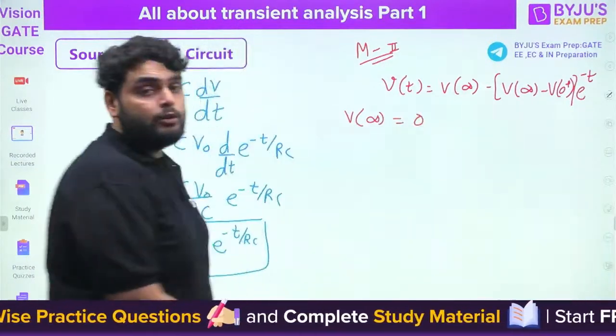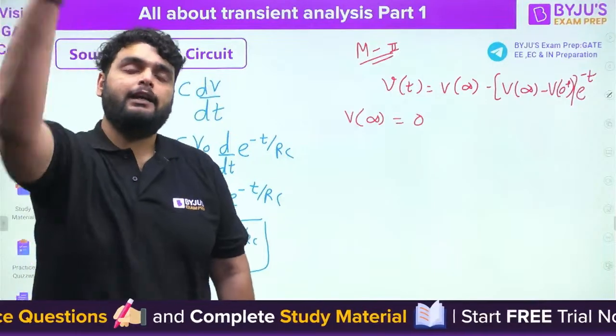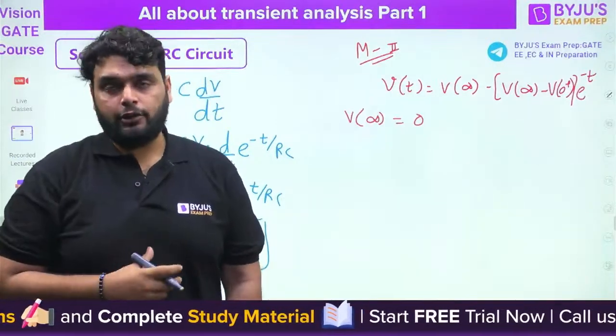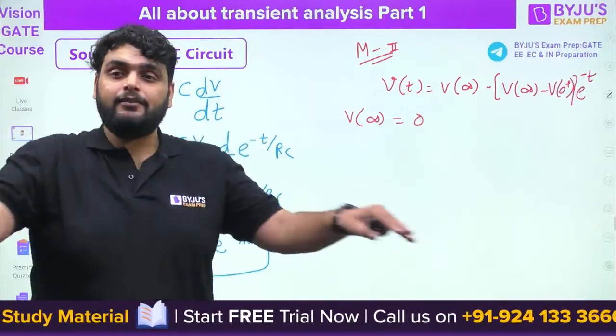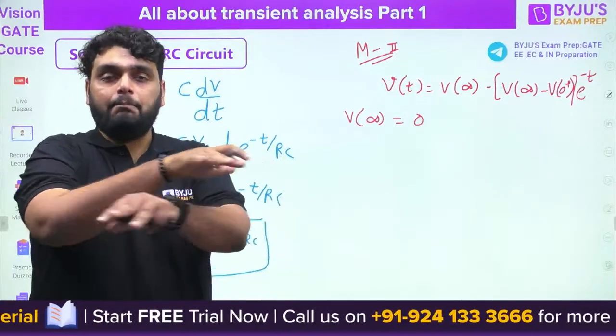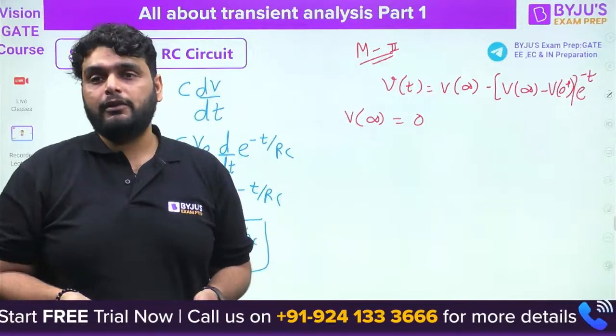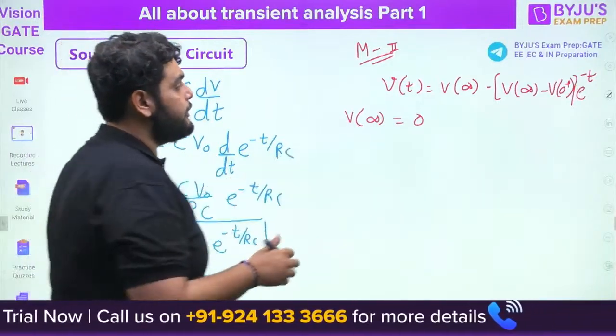You will ask, sir, why? Why is V infinity 0? Think, son, you are finding the voltage across the capacitor. If it goes to a steady state, the capacitor will be completely discharged. If the capacitor is completely discharged, the voltage across it will be 0. That's why V infinity is 0.